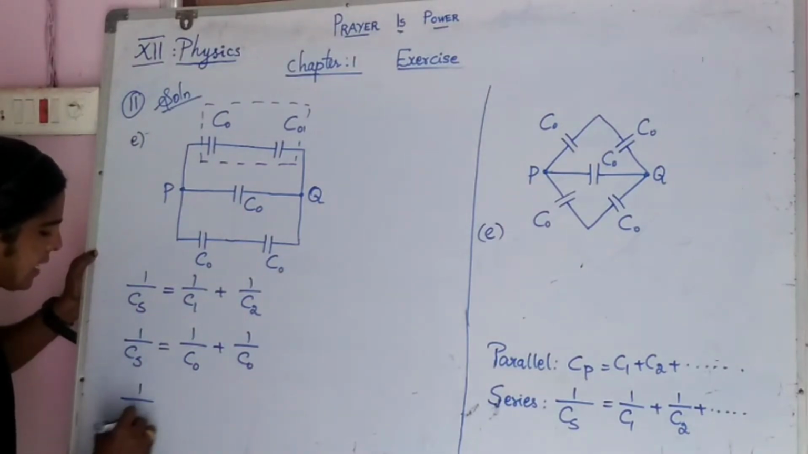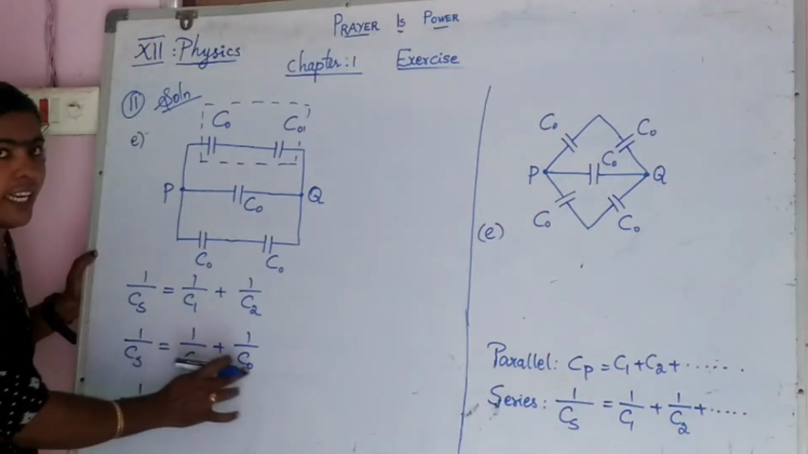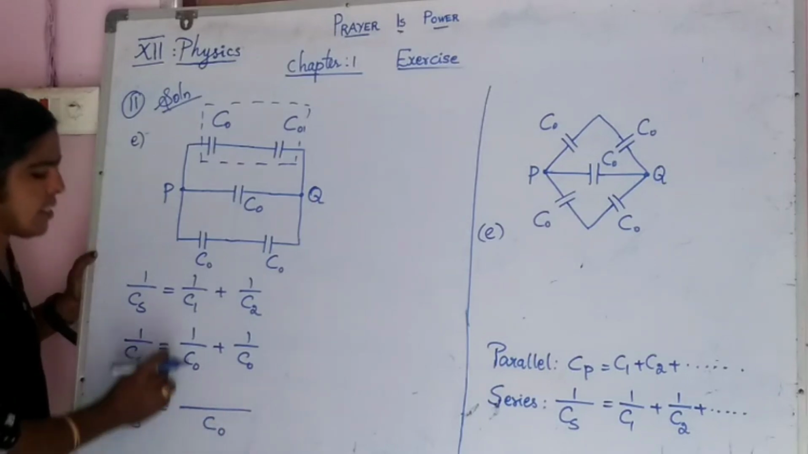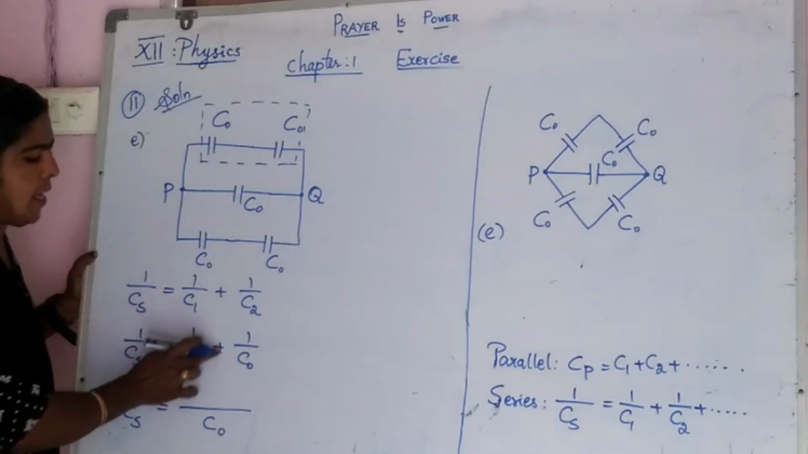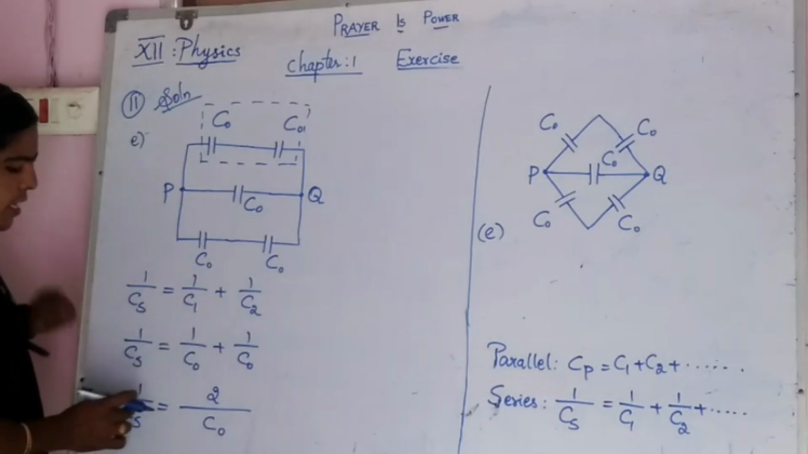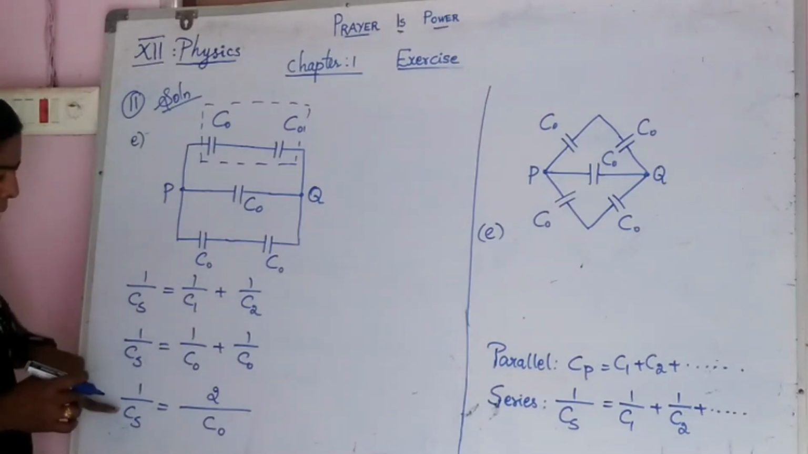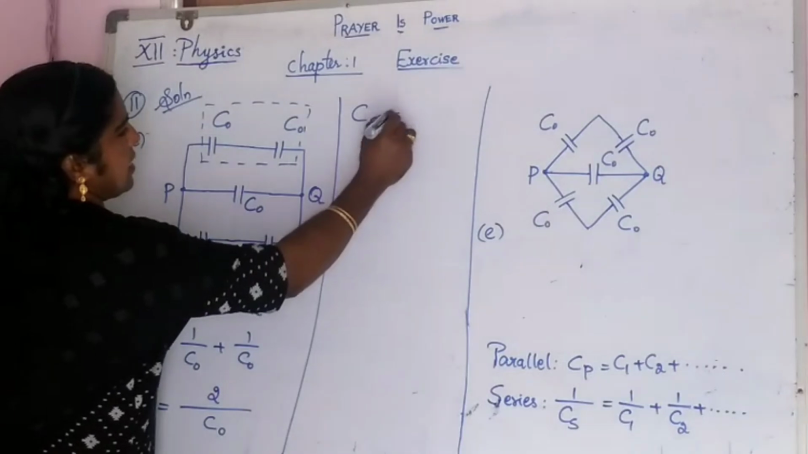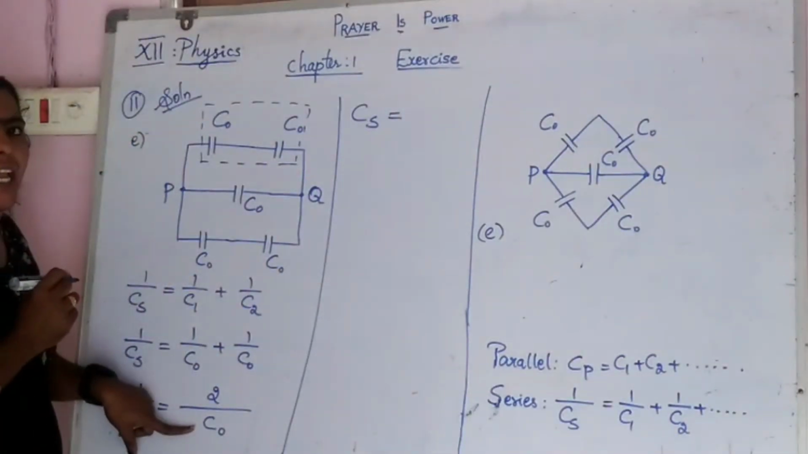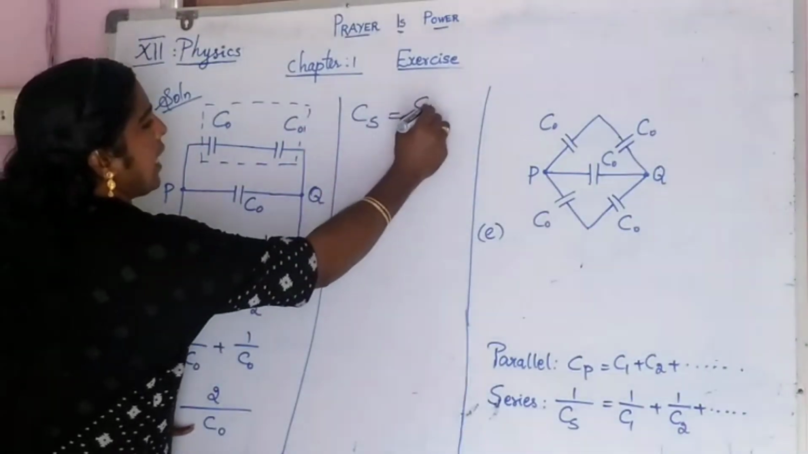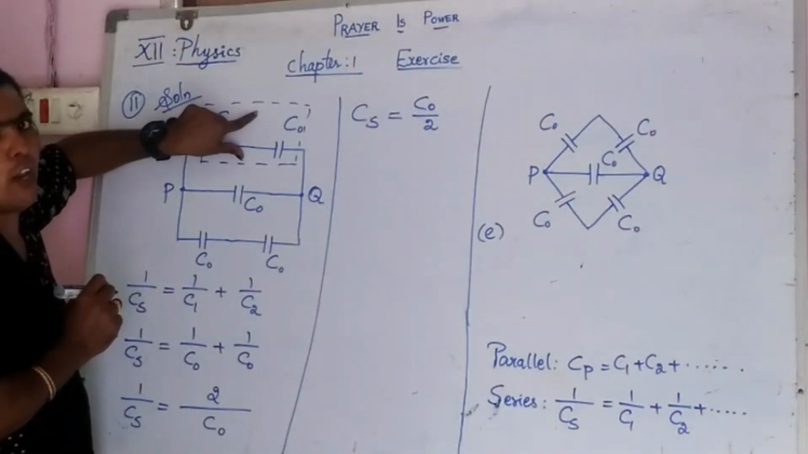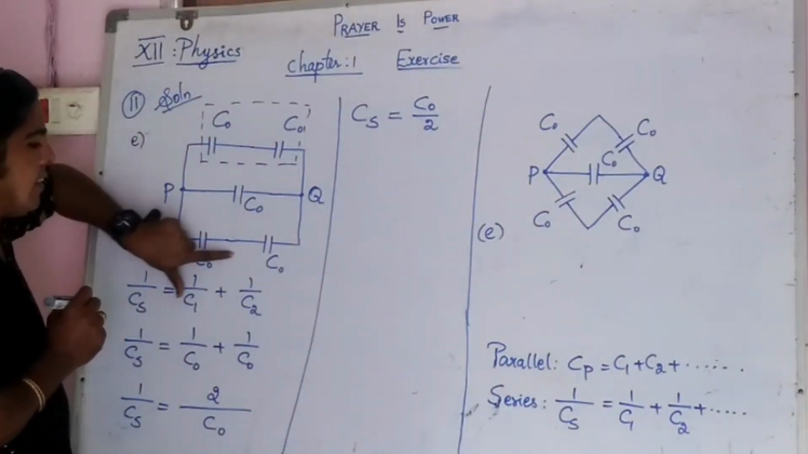1 by Cs is equal to, here the denominators are same, so we can write the denominator once, then add the numerator, 1 plus 1, 2. Then take reciprocal. 1 by Cs will change into Cs. Cs is equal to 2 by C0, which will change into C0 by 2. So this capacitor's value is complete. Next we are taking this set.